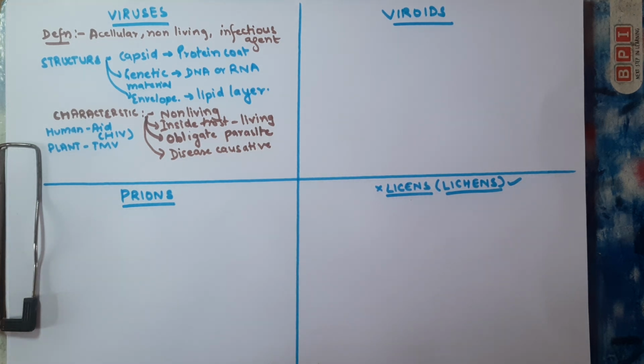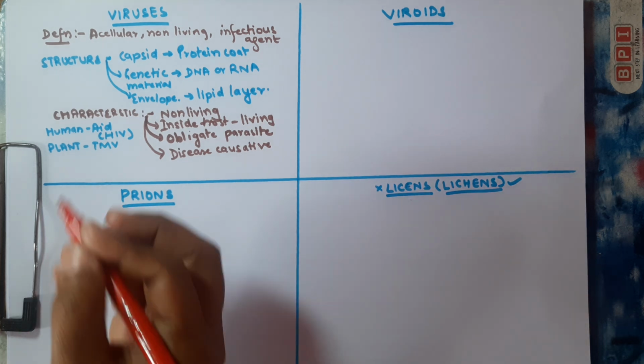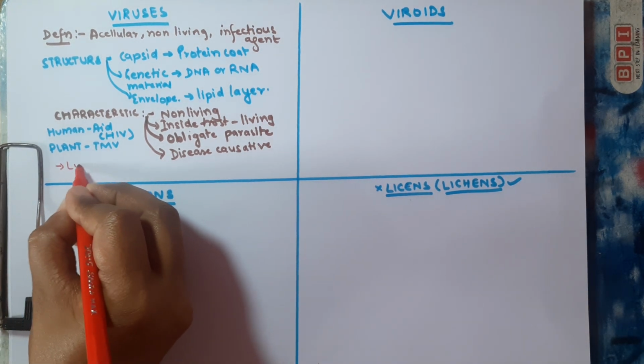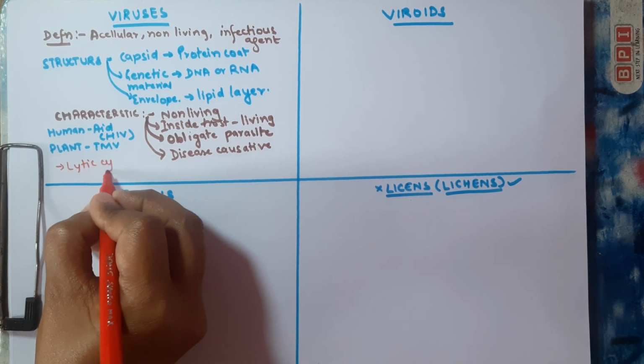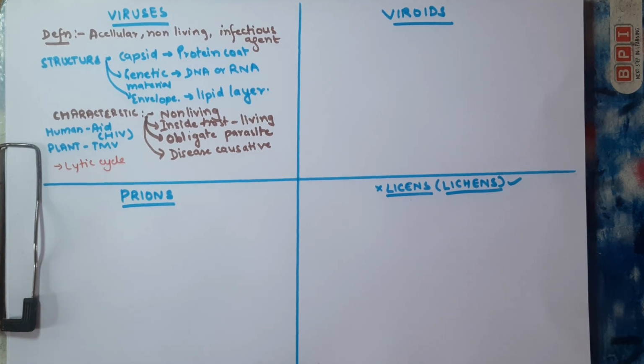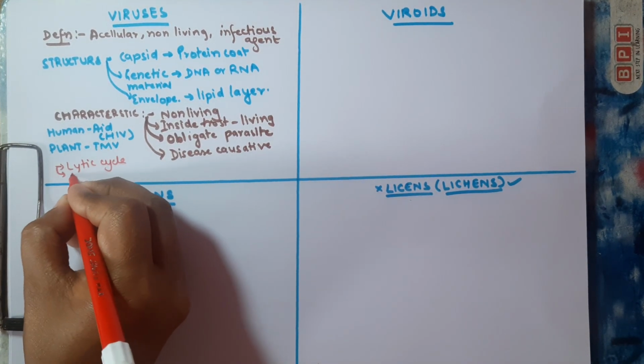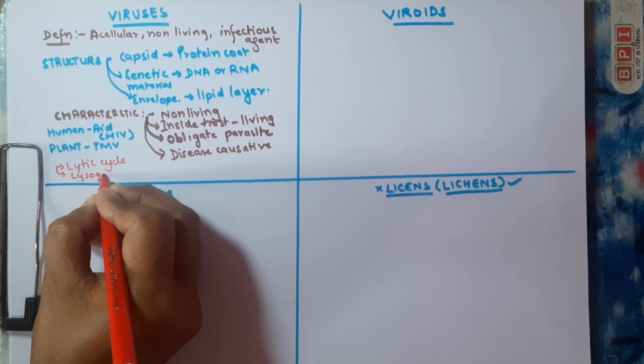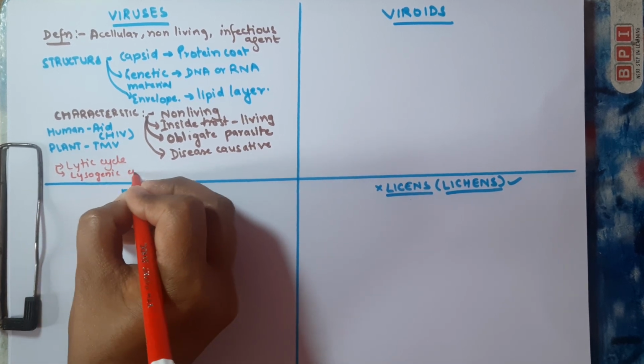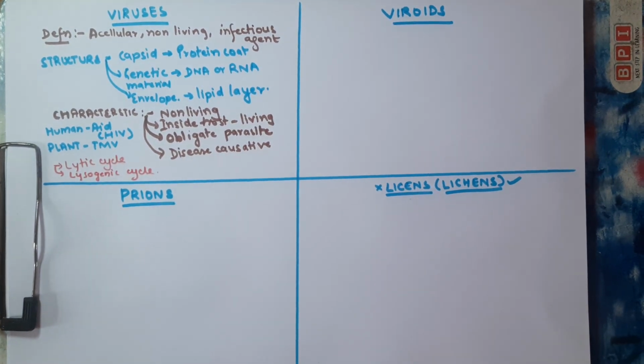So let's quickly talk about how it is causing the disease. It has a disease-causing ability and has two cycles. The first cycle is the lytic cycle. In the lytic cycle, the virus will destroy the host cell. And then there is the lysogenic cycle. In the lysogenic cycle, the virus will integrate into the DNA of the host cell and stays dormant there until it can multiply.